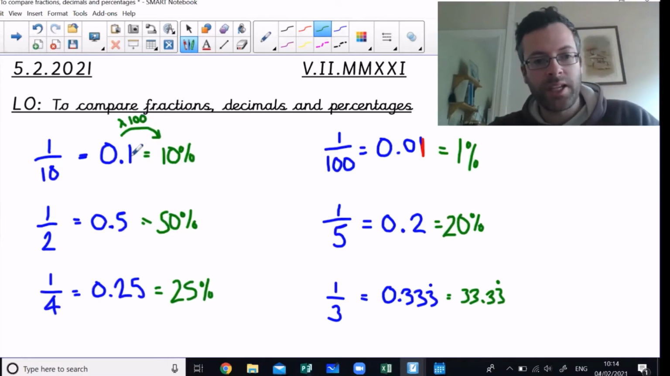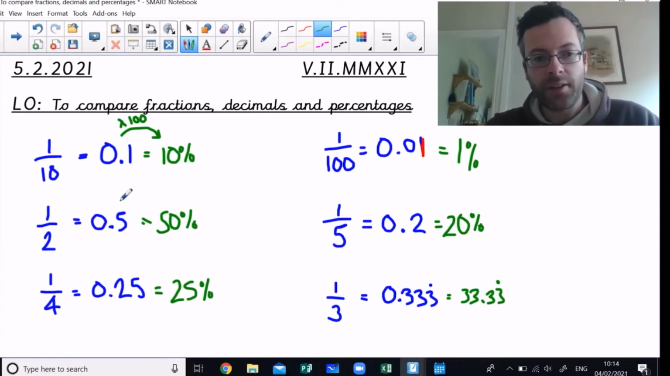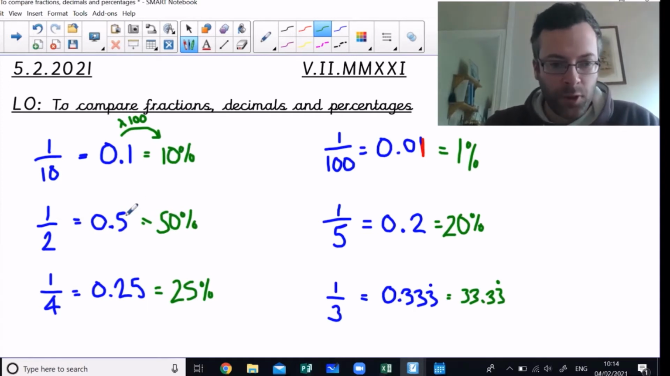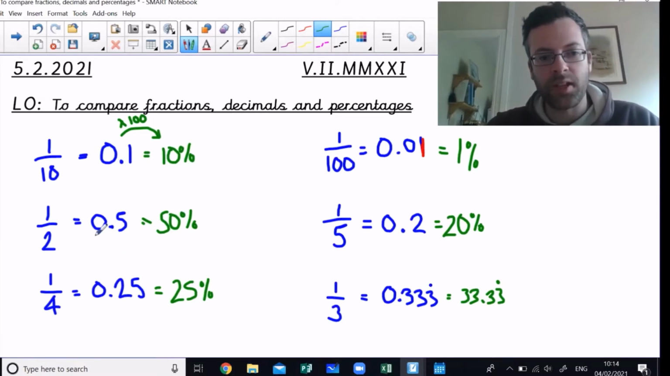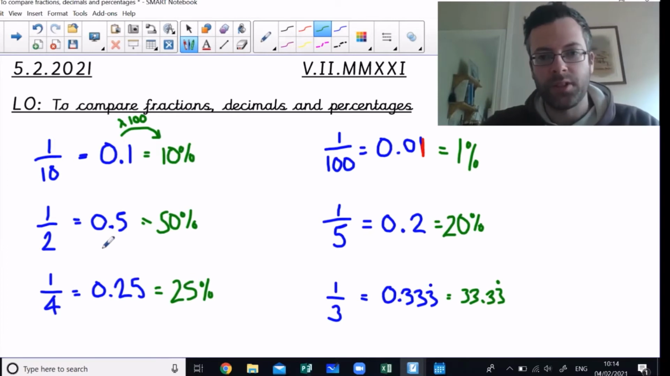If I did 0.1 times 100 and I moved it up twice, 1, 2, I get to 10. If I did 0.5 times 100, I move it up twice, 1, 2, I get to 50%. If I did 0.25 times 100, move it up 1, 2, I get to 25, okay? It's always 100 times bigger. So, let's use this fact to help us.